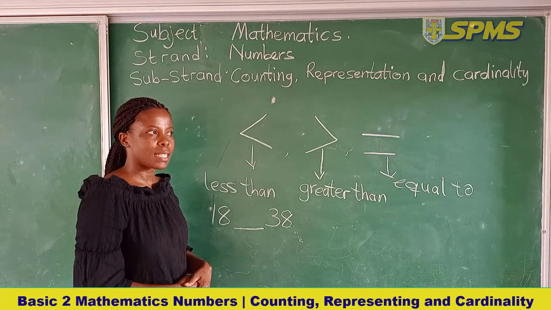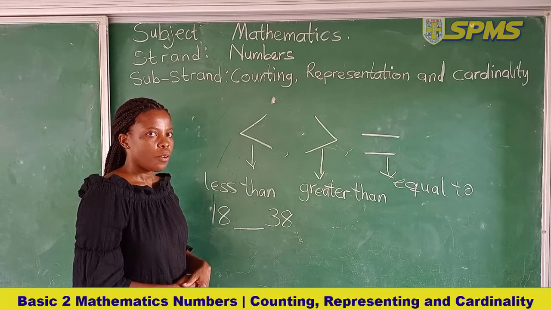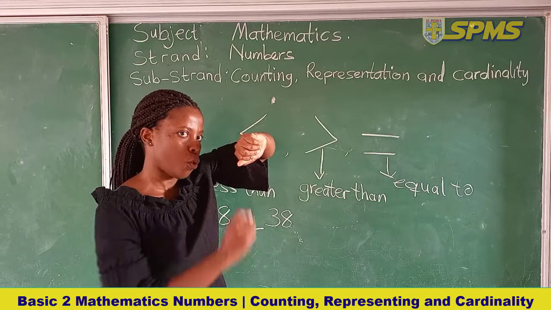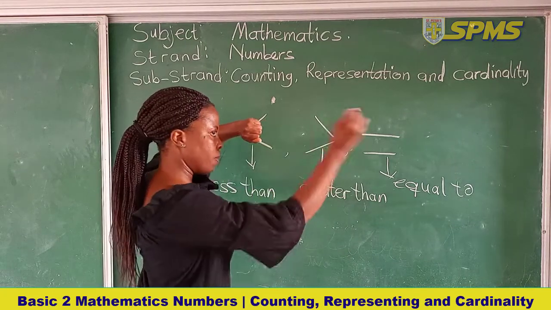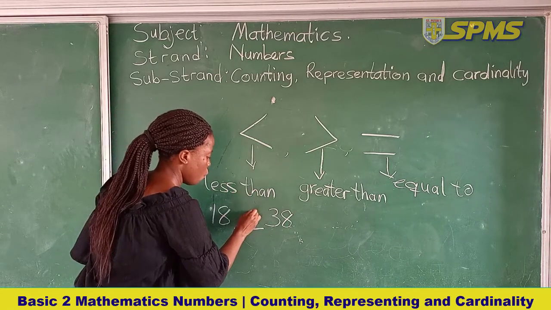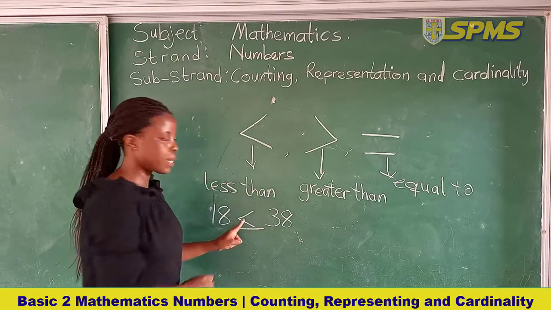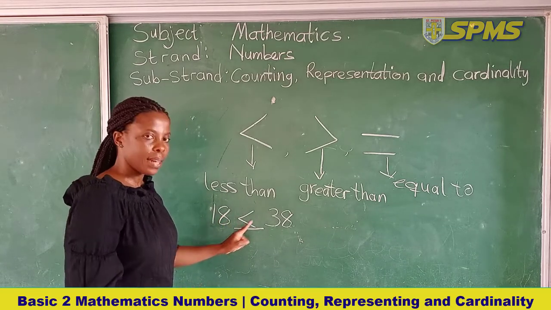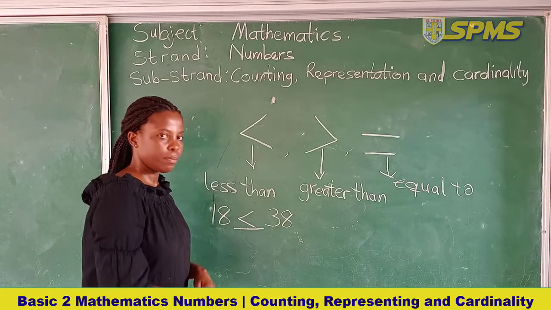How do we draw our less than sign symbol? Remember I said you use your left hand. So this way. So the symbol should go what? This way. That way. Can you see it? This one. So the moment you put the symbol here, it means 18 is less than 38.